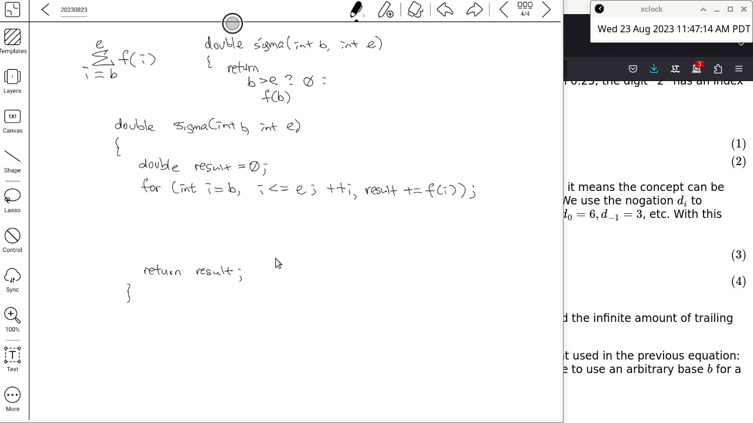But what if B is still less than E and we got some more stuff to process? That's okay. I can call myself again. So I can say plus sigma B plus 1, because I just took care of F of B. The next invocation of sigma can start with the next number. So that's why B is incremented by 1, and then E is still the same. And I think that's it. That's the recursive implementation of exactly the same code.